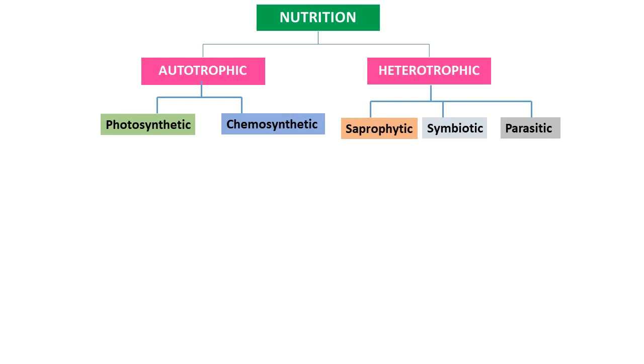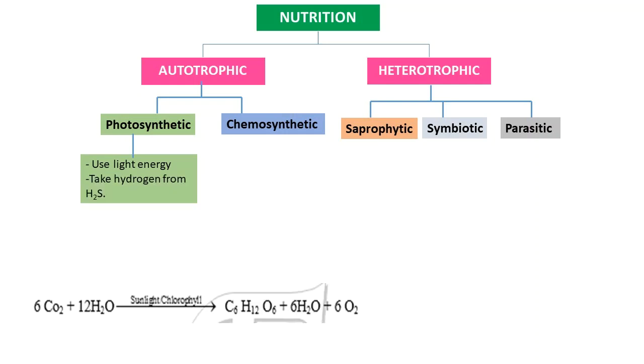Photosynthetic autotrophic mode of nutrition, name indicates, photo means for the light. They use light energy to prepare the food, or we can say to reduce the CO2. But instead of the water, they take the hydrogen from H2S.